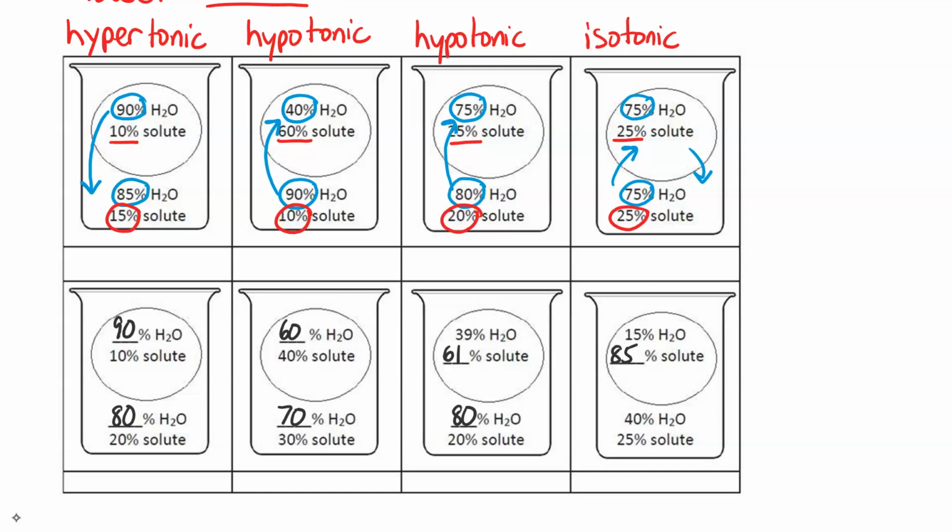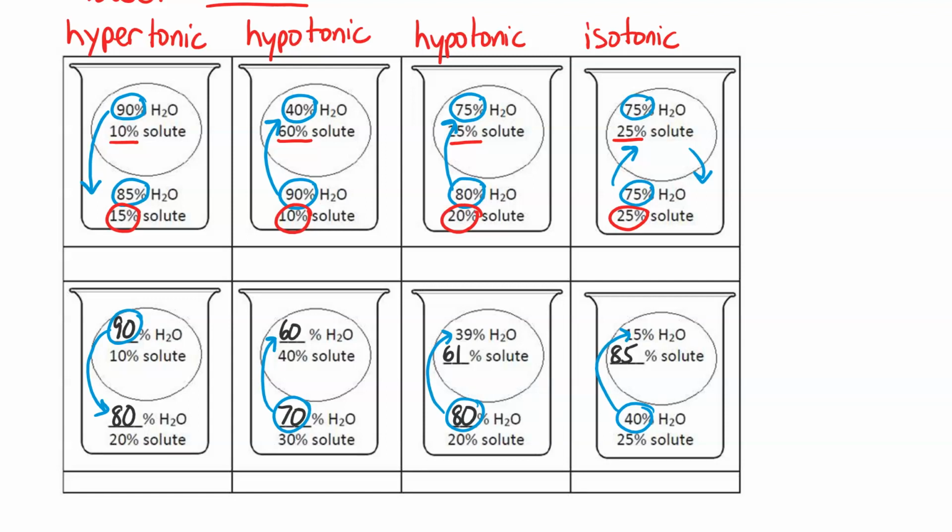So now looking at water movement, again, water is always going to move from high water concentration to low water concentration. So since 90 is greater than 80, water will flow outside the cell. 70 is greater than 60, water will flow inside the cell. 80 is greater than 39, water will flow inside the cell. 40 is greater than 15, water will flow inside the cell.